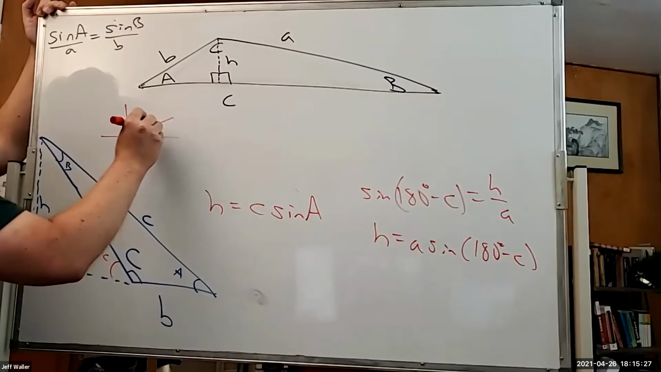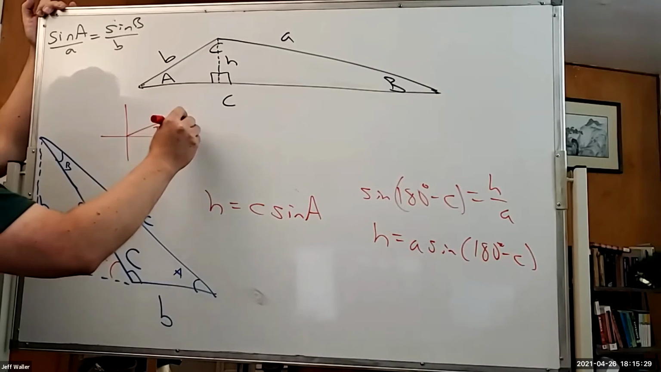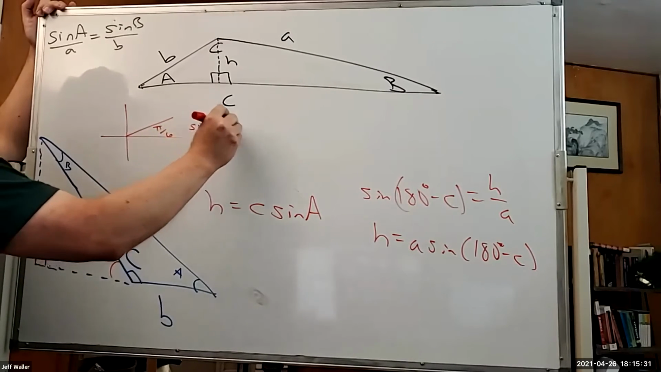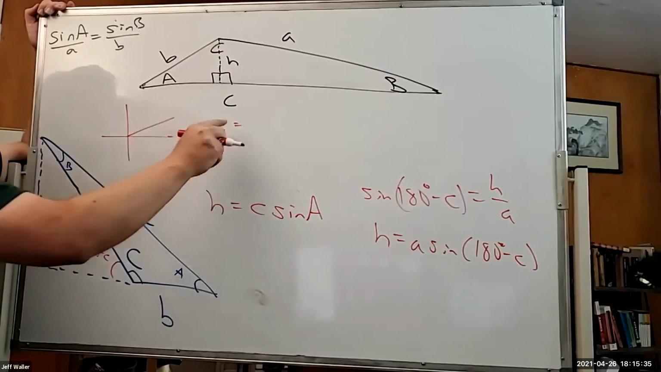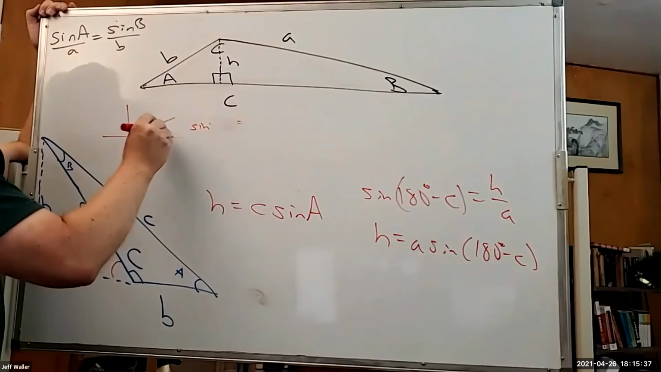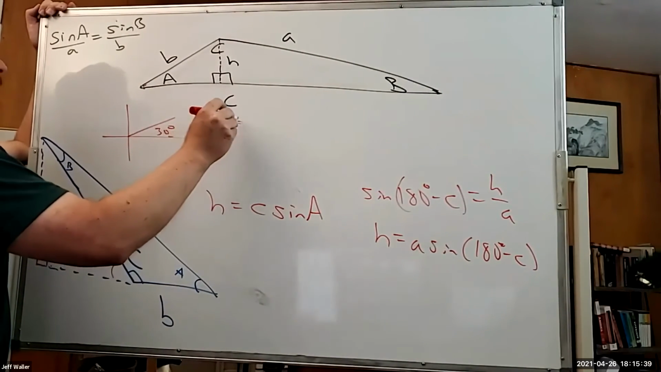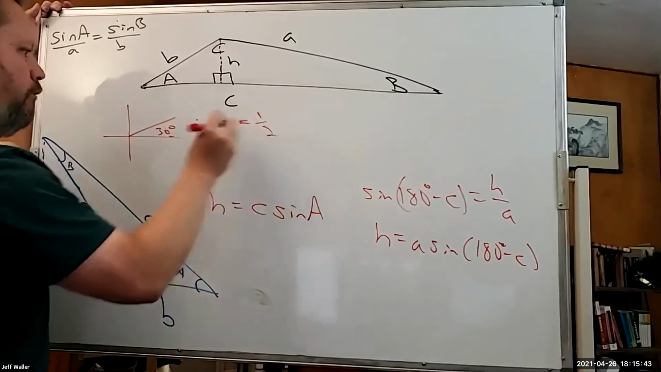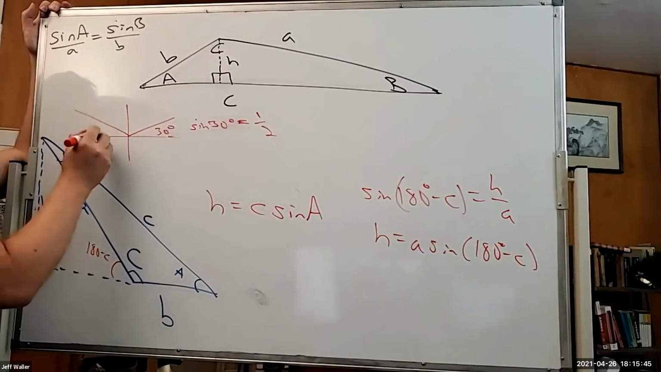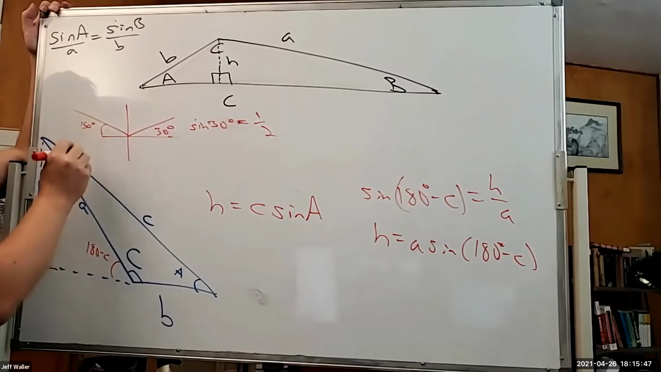What's the sine of pi over 6? What's the sine of 30 degrees? Let me keep it in degrees. What's the sine of 30 degrees? Half. Yeah, 1/2. What's the sine of 180 minus 30? 150.